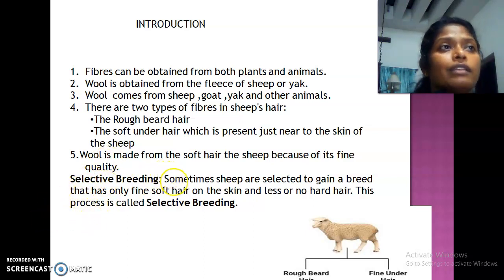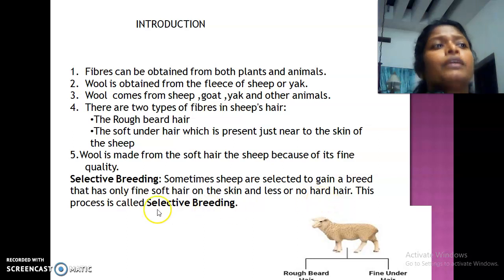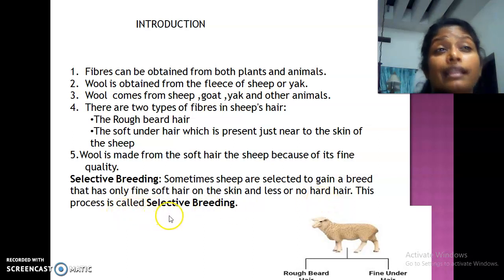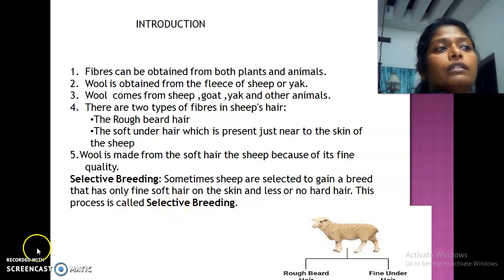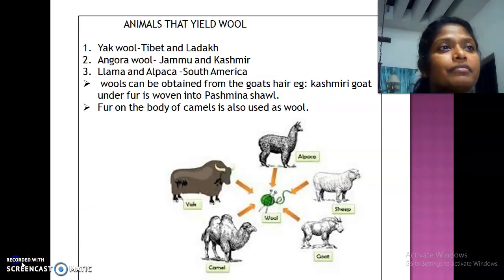So let's see what selective breeding is. Sometimes sheep are selected to gain a breed that has only fine soft hair on the skin and no hard hair or less hard hair. So this process is called selective breeding. We are selecting only the best part, that is the soft under hair. Okay, so this is the term selective breeding.